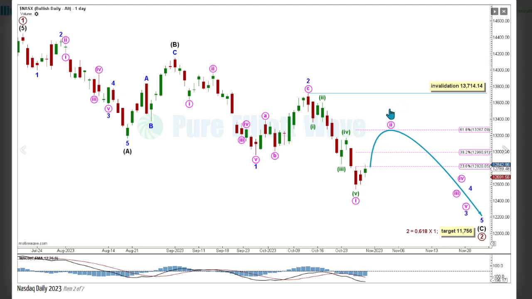the 0.618 Fibonacci ratio of minute wave 1. Minute wave 2 cannot move above the start of minute wave 1 at 13714.14. Once minute wave 2 is labeled complete, overlapping third waves at minute and minor degrees are expected to pull price lower with increasing momentum.